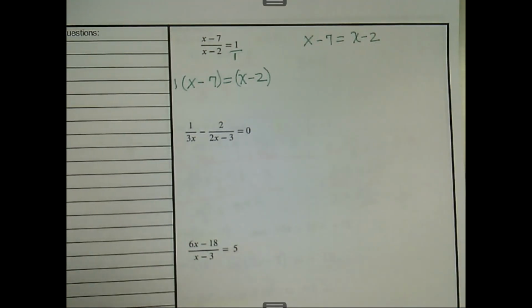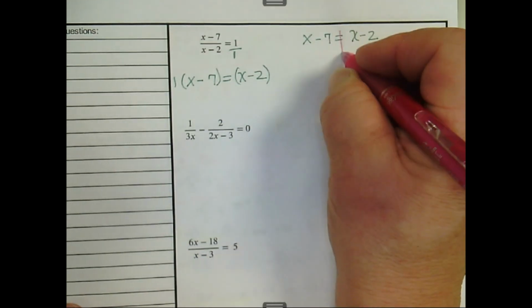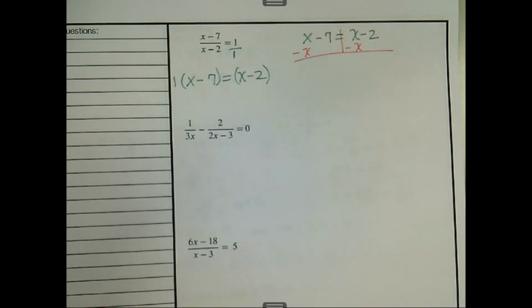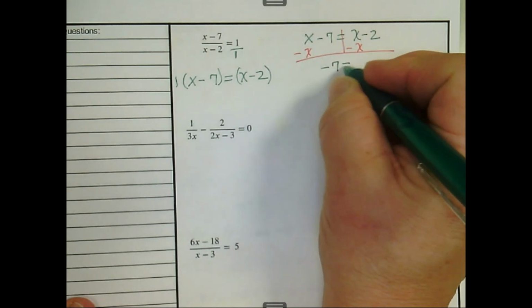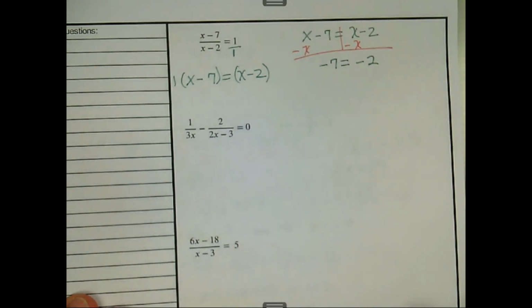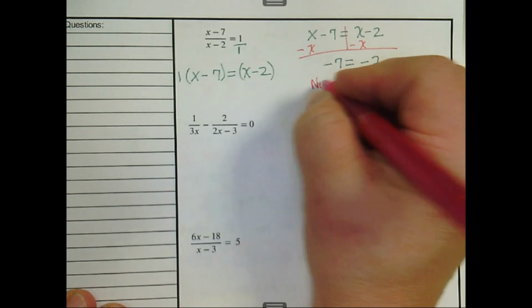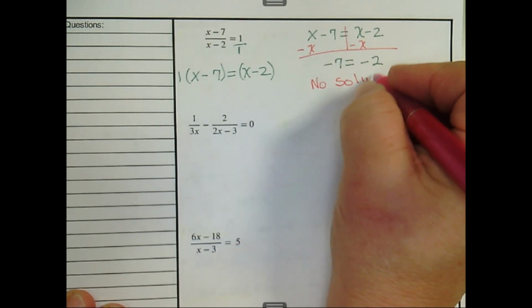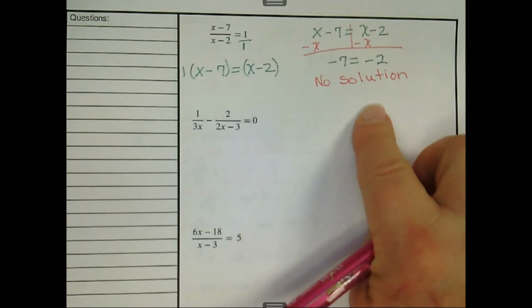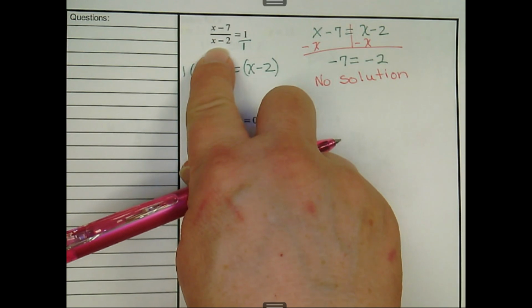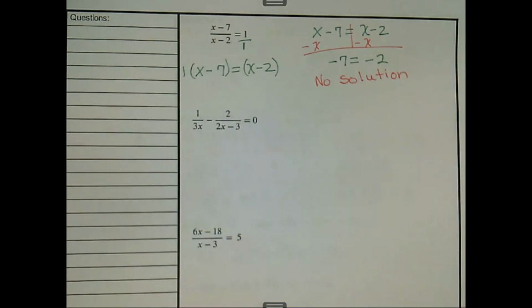When I subtract x from both sides, I end up with negative 7 is equal to negative 2. Well, that will never ever in my lifetime happen. So in this case, there is no solution. If there was a solution, then we would also have the restriction that x could not be equal to 2. But if there's no solution, then that is a moot point.